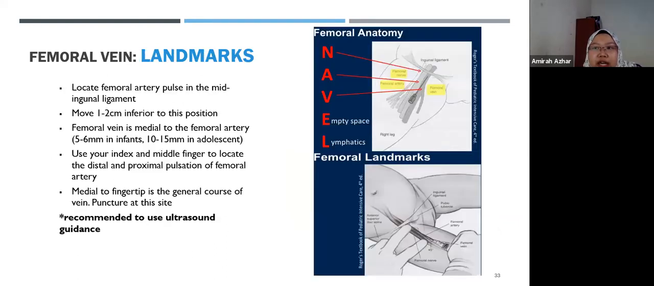Now, you must position and know your landmarks for the femoral vein. As you can see, there are two pictures. First, the femoral anatomy, and second, the femoral landmarks. Based on the picture of the femoral anatomy, the femoral vein is located medial to the femoral artery. So how can you determine the landmark of the femoral vein? First, you need to locate the femoral artery because it is an artery which pulsates. After that, you move 1 to 2 centimeters inferior to this position, and you locate the femoral vein, which is medial to it. So it is recommended for you to do ultrasound to view the correct position.